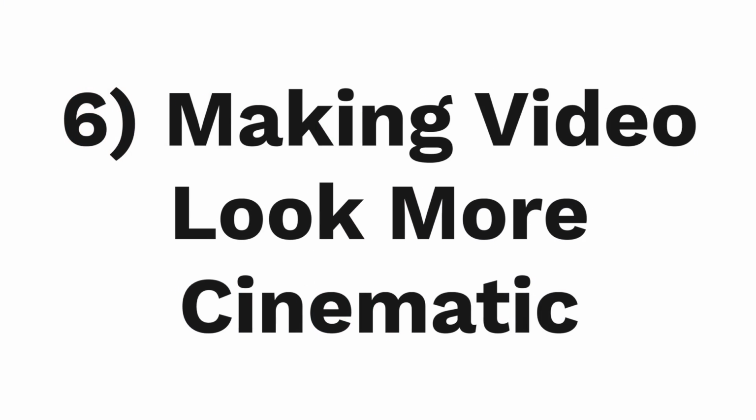The sixth editing hack is going to be making your video look as if it is from a movie. So let's say you watch a movie and you just love the lighting, you love exactly how it looks, how it's shot, everything about that movie, you love it. And you want your video to look extremely similar to that type of style.